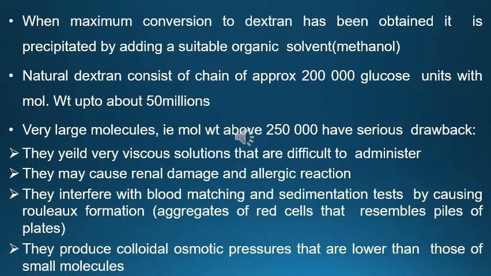Now, if there are very large molecules of dextran whose molecular weight is above 2,50,000, they have serious drawbacks. So what are the drawbacks? First, they are very viscous, so they will be very difficult to administer. They can cause renal damage and allergic reaction. They also interfere with the blood matching and sedimentation test by causing rouleaux formation. Rouleaux formation is nothing but aggregates of red cells that resemble piles of plates, and they produce colloidal osmotic pressure which is lower than that of smaller molecules.